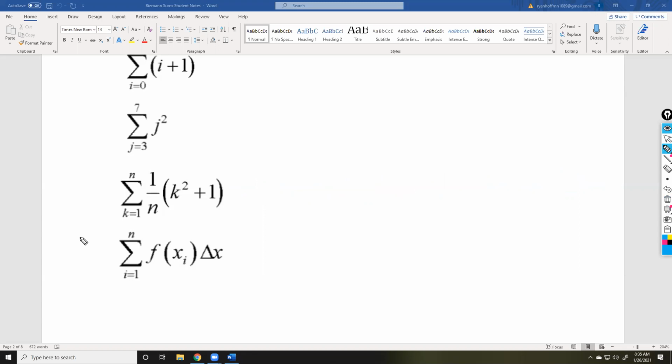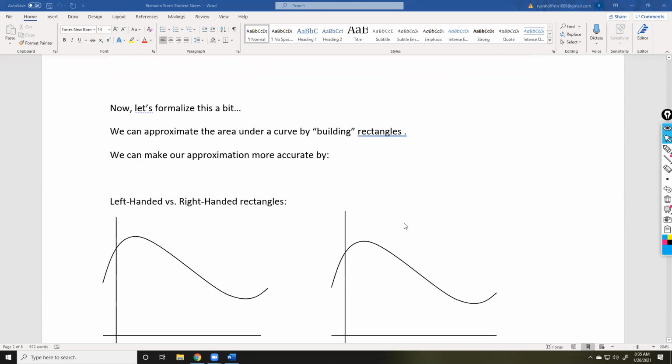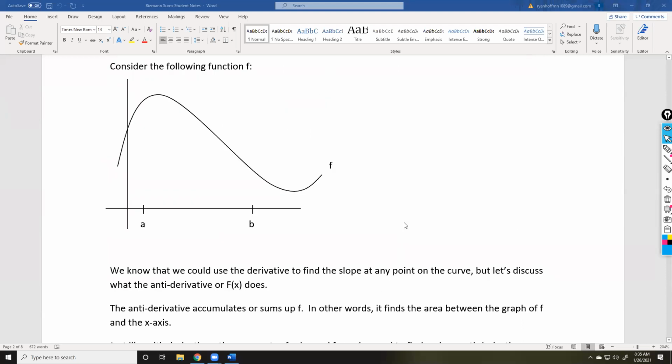And why are we talking about these sums? Well, you'll see in just a minute. Because we left off yesterday, the last thing that I said was we wanted to approximate this area. And we wanted to think about how best to do that.